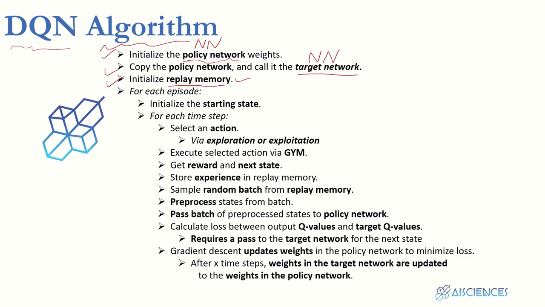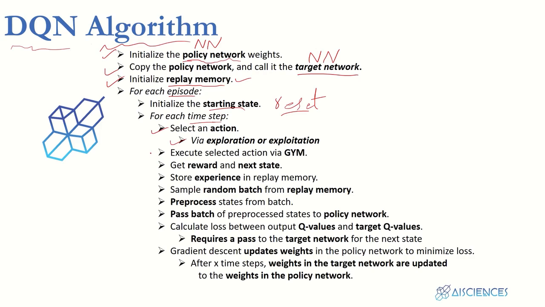And then there will be a for loop. Obviously, we always have a for loop for each episode, right? If you remember. And then we will initialize the starting state. Obviously, we reset the state, if you remember. Then for each time step, like for each step, right? I hope you're recalling it now. There is an outer loop for the episode, and then there is an inner loop for the number of steps, right? And then we select an action via exploration or exploitation. You guys are already familiar with it.